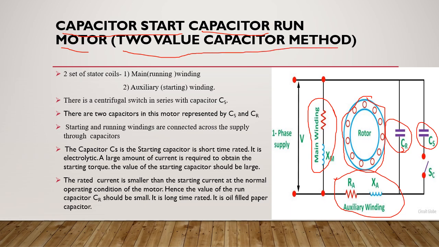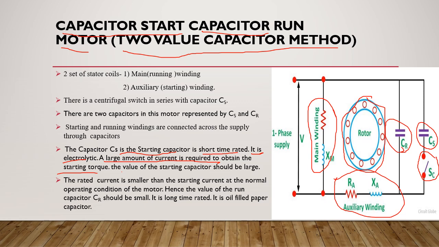There is one switch, a centrifugal switch. It is the starting switch, and it is connected in series with the starting capacitor. The starting capacitor is used only for the starting purpose, that is, it is short time rated. It is electrolytic because a large current is needed to obtain the starting torque.